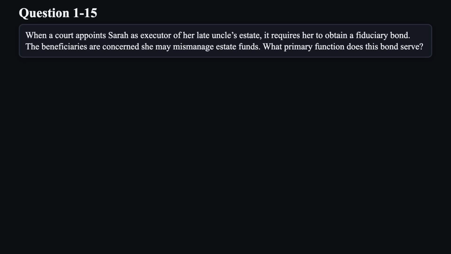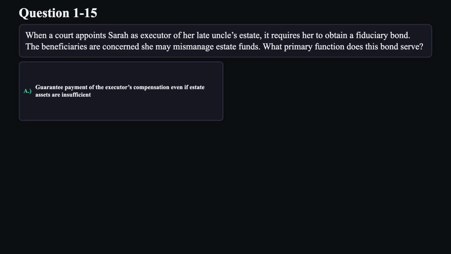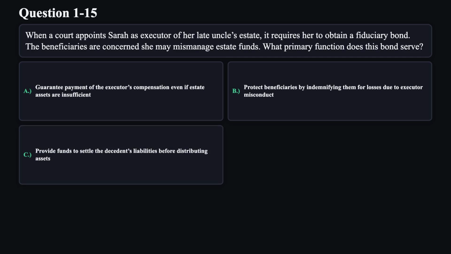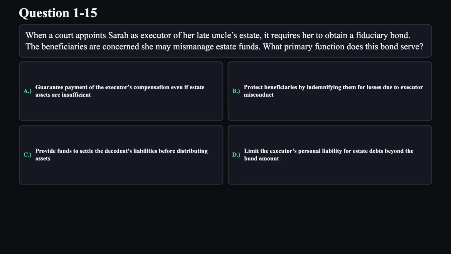Question 15. When a court appoints Sarah as executor of her late uncle's estate, it requires her to obtain a fiduciary bond. The beneficiaries are concerned she may mismanage estate funds. What primary function does this bond serve? A. Guarantee payment of the executor's compensation, even if estate assets are insufficient. B. Protect beneficiaries by indemnifying them for losses due to executor misconduct. C. Provide funds to settle the decedent's liabilities before distributing assets. D. Limit the executor's personal liability for estate debts beyond the bond amount.